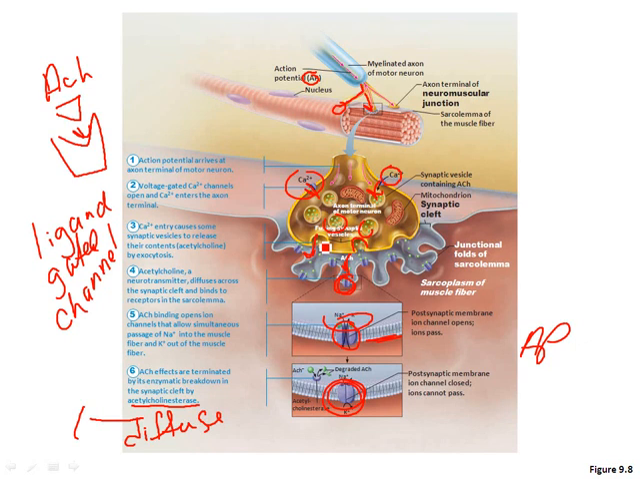Acetylcholine then diffuses across the cleft, binds to its receptor. That receptor is a ligand-gated channel. That opens the channel, allows sodium to enter and potassium to exit. That causes a membrane change, current change on the sarcolemma. This is the sarcolemma. And that generates an action potential.